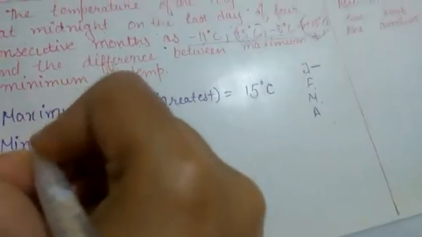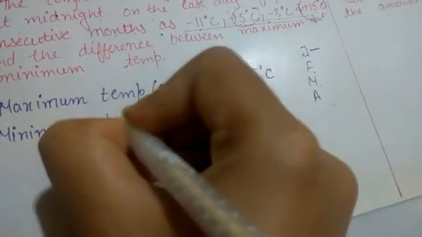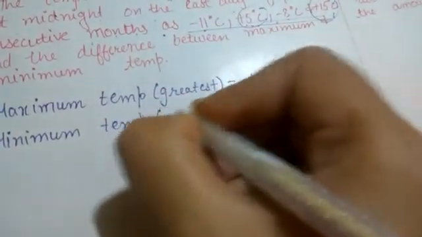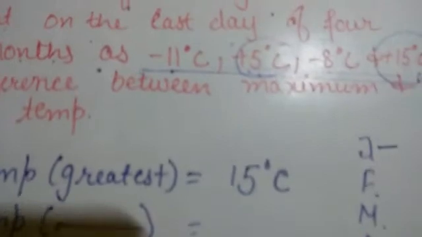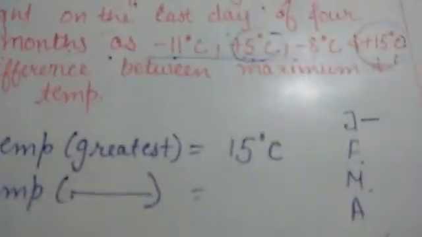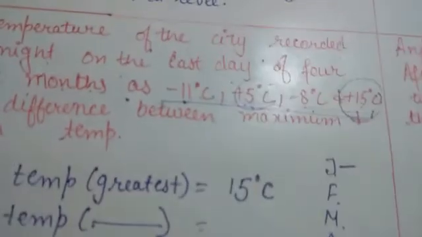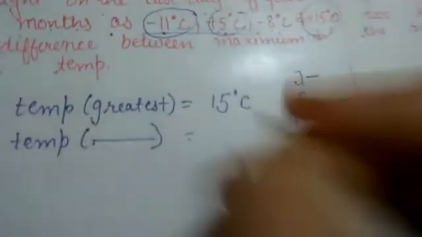Now minimum temperature. Minimum temperature means smallest. No need to write it here. Now see, we know this thing: negative integers are smallest. And one more thing we know, the integers which seem to us greatest are actually smallest. Now see, minus 11, minus 8. 11 seems to us greater, but actually we know that the integer which seems greater is actually smallest. That means here minus 11 degrees Celsius is smallest.